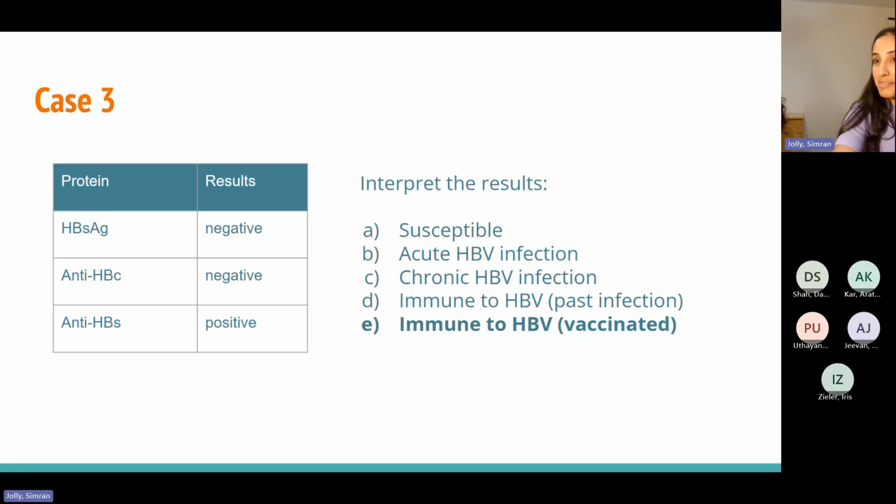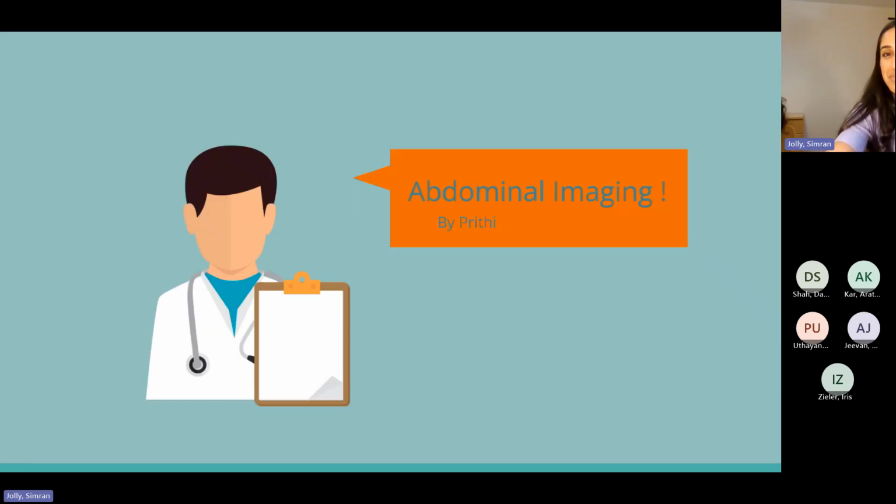Does anyone have any questions about hepatitis or LFTs? Anything you want to go over? Bilirubin? Okay. We move on to Prithi, and she'll talk about some imaging.